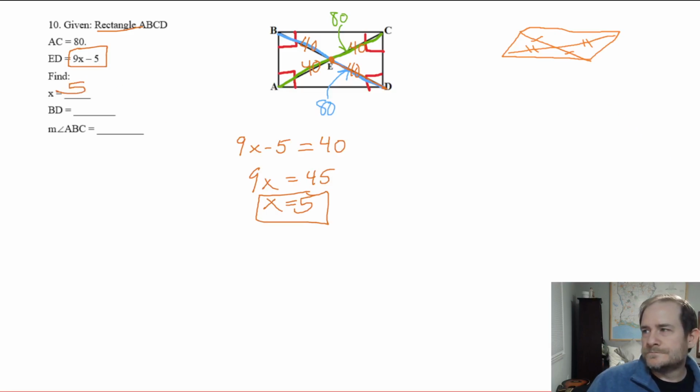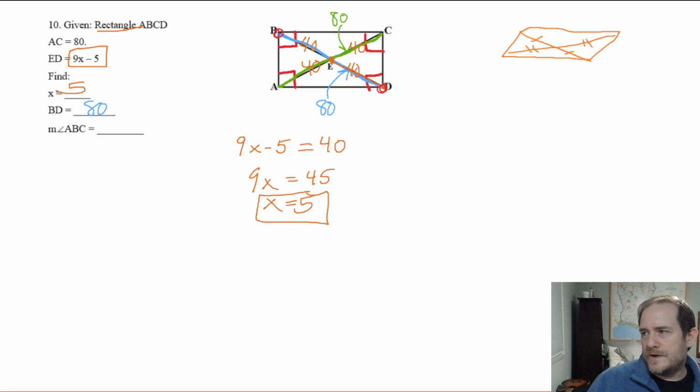That's it. Now to find BD, well, who is BD? BD is the total length of the blue diagonal, which we just said is the same as the other diagonal. Since they gave us that the green one was 80, you know that the blue one is also 80.